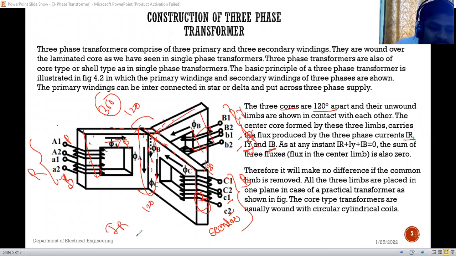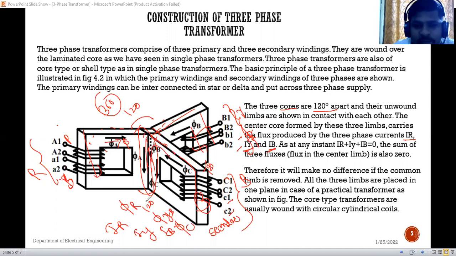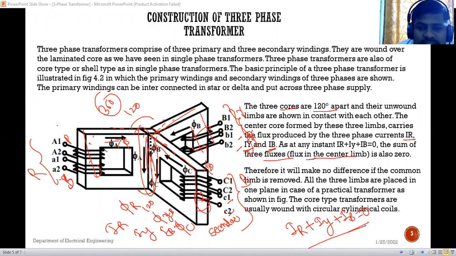IR, IY and IB या तिन्ही पासून प्रोड्यूस होणारा फ्लक्स phi R or phi A, phi Y or phi B and phi C. So it will carry in the central limb. At any instant, the summation of current at a central limb, that is IR plus IY plus IB, is equal to 0. Right? So the sum of three fluxes in the central limb is equal to 0. That means it satisfies the KCL law.